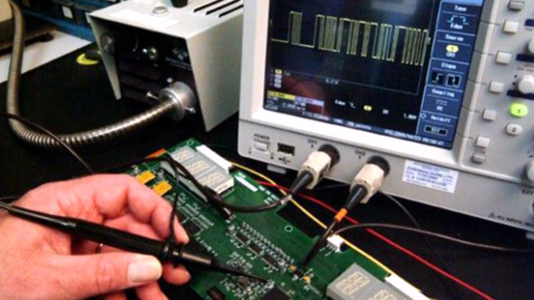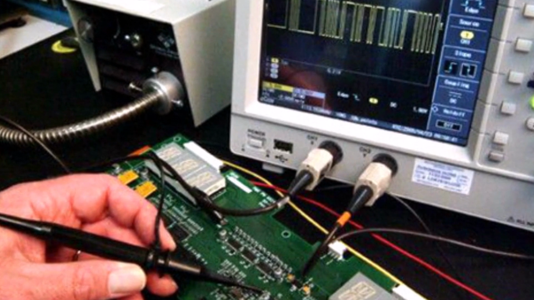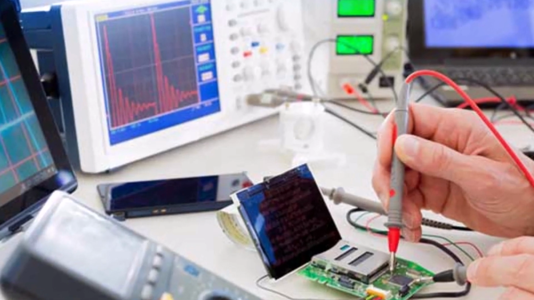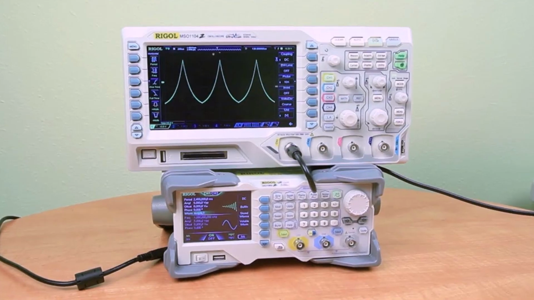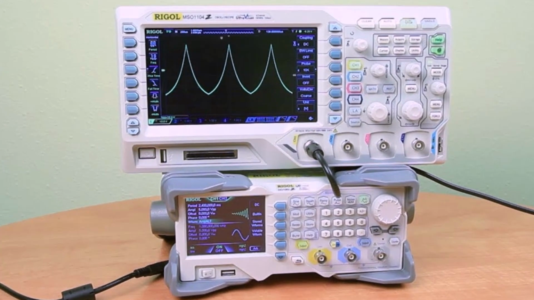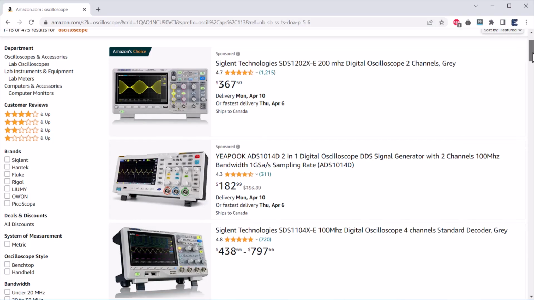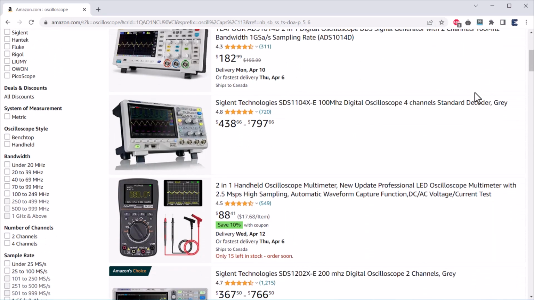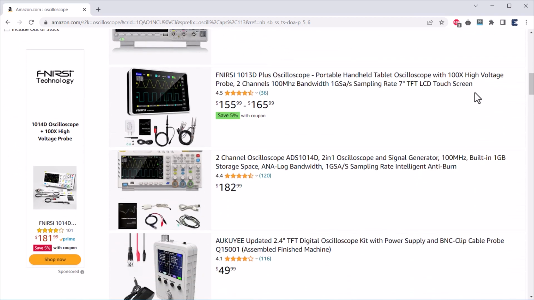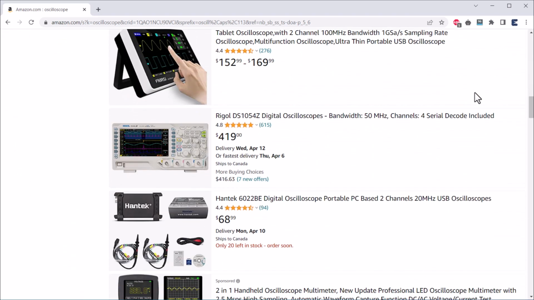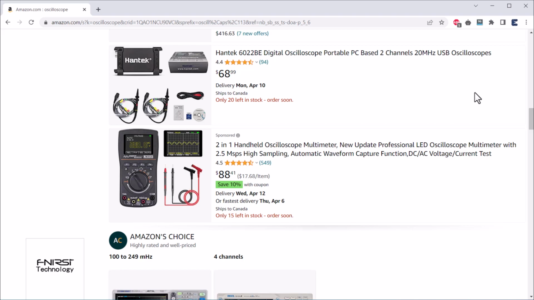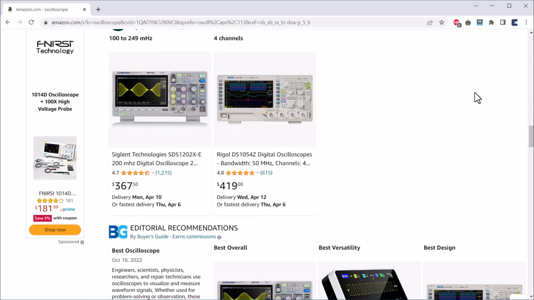Many times while troubleshooting circuit boards and checking outputs, we require both an oscilloscope and a signal generator. As a result, these devices are essential for electronic enthusiasts. Recently, I decided to purchase an oscilloscope. I browsed Amazon and found that oscilloscopes range in price from $300 to $500 or more, making them unaffordable for some.